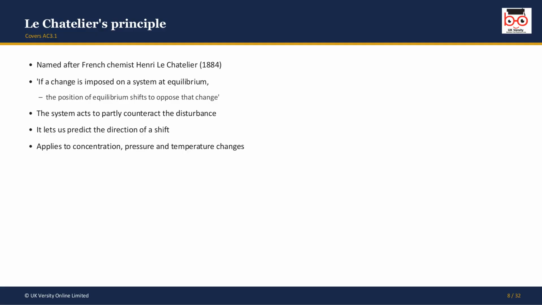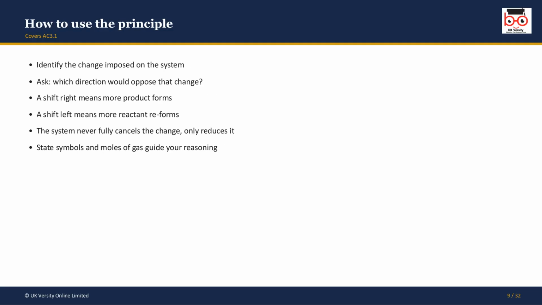Now, the key principle, named after the French chemist Henri Le Chatelier. It says that if you impose a change on a system at equilibrium, the position of equilibrium shifts in the direction that opposes that change. In other words, the system acts to partly counteract whatever disturbance you've made. That single idea lets us predict which way an equilibrium will move, and it applies to changes in concentration, pressure, and temperature.